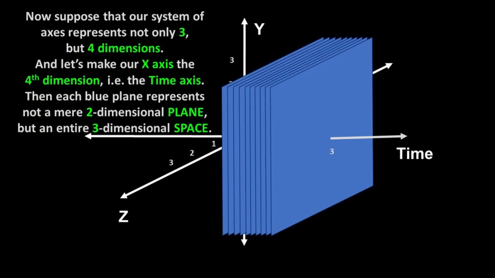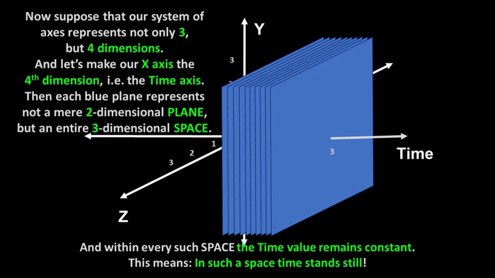Then each plane represents not a mere two-dimensional plane, but an entire three-dimensional space. How big is such a space? It could be as big as our universe. And within every such space, the time value remains constant. This means in such a space, time stands still. You can move around in that space wherever you want to go. You can take your car, drive from Cape Town to Johannesburg, and you arrive in Johannesburg at exactly the same time that you left off in Cape Town. There's no passage of time in between because the time value, the x value, remains constant in a space.